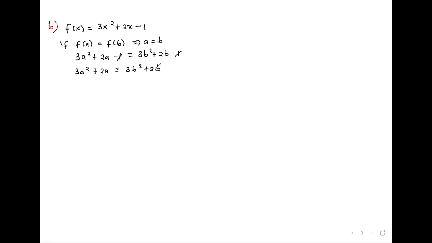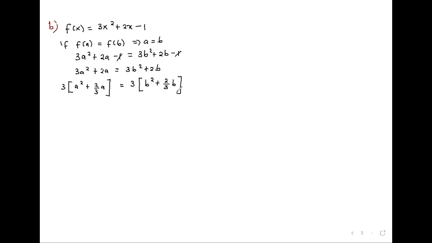So what does this tell us? Well, because now we have gone a bit detailed in functions, we can complete the square on both sides and see if we're able to get a and b and how we get it. So we complete the square on the left, we have 3 and then a squared plus 2 over 3a. We'll be doing the same on the right. We have 3 b squared plus 2 over 3b.